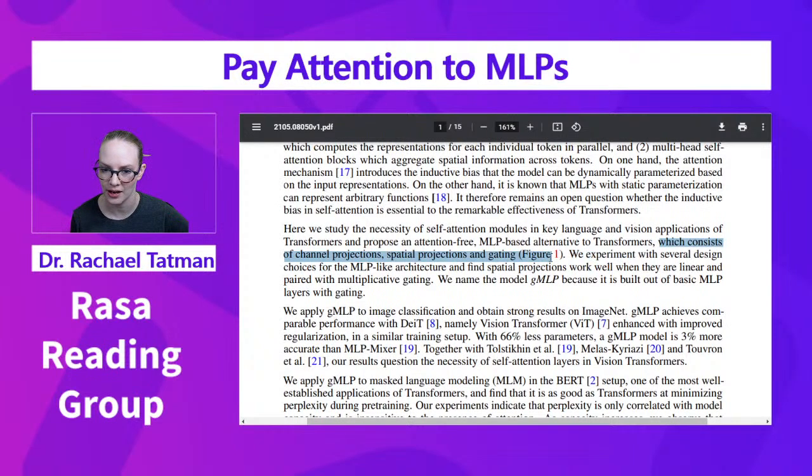So this is their proposed replacement for the multi-headed attention mechanism: channel projections, spatial projections, and gating. Gating has also been around for a while, and it's been a while since I looked at it. I would need a refresher on exactly what it is, but I'm assuming this paper will give that to us. We experiment with several design choices for the MLP-like architecture and find spatial projections work well when they are linear and paired with multiplicative gating. We name the model gMLP because it's built out of basic MLP layers with gating.